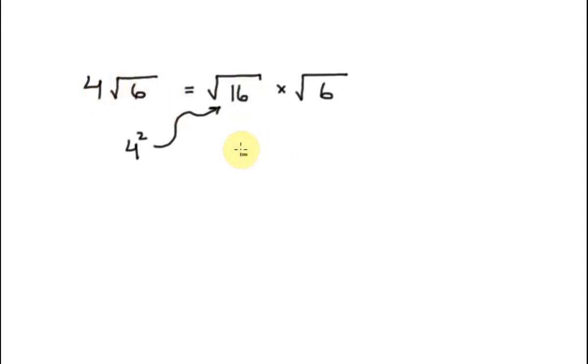Now I can put these two together under one roof and just go 16 times 6, and just got to work out that number. And what are we going to get there? 96. There's our entire radical, the square root of 96. And that means I'm done for now.